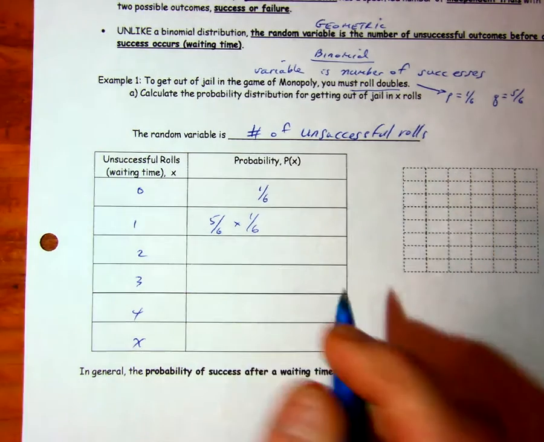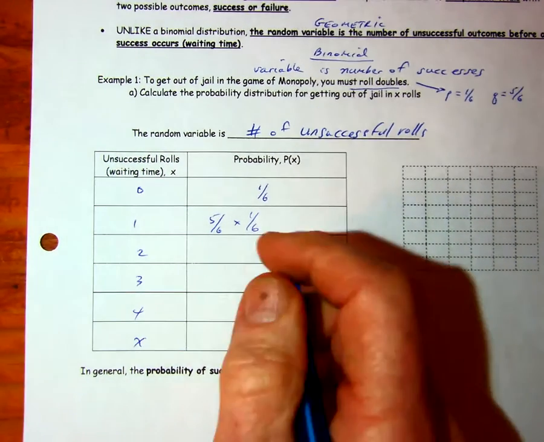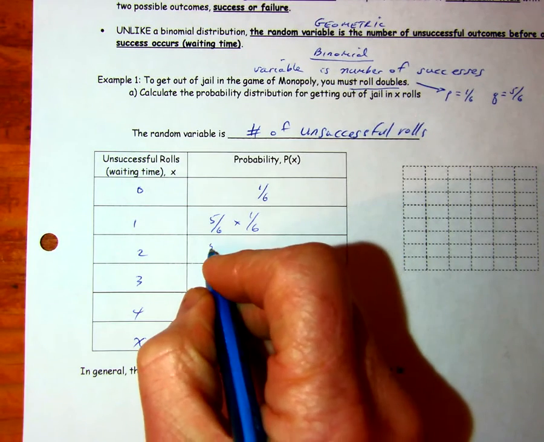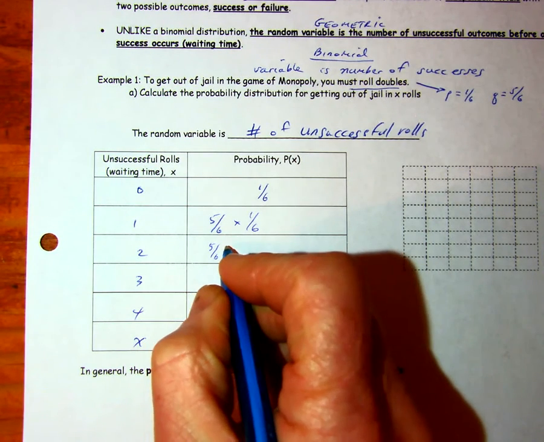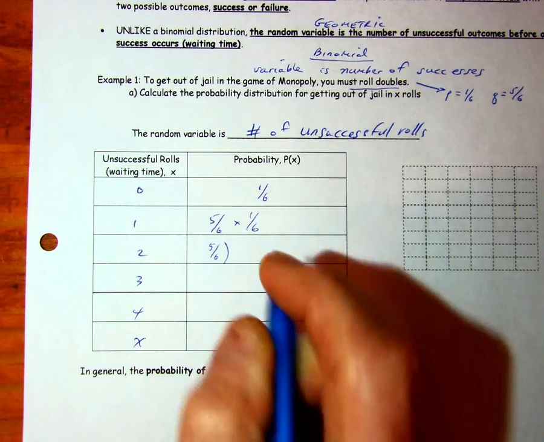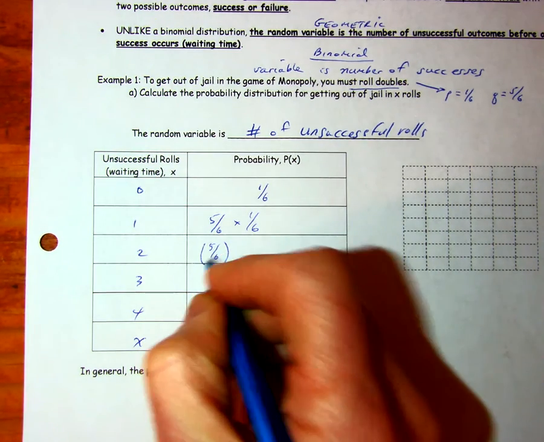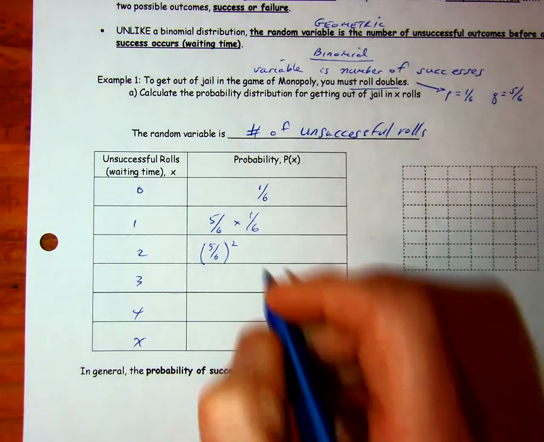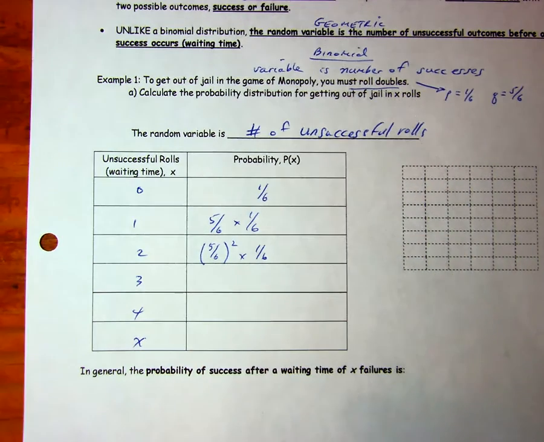And then what would be if you had two unsuccessful rolls? Oh, 5/6 times 5/6. Yeah. So 5/6 times 5/6, which is 5/6 squared, times 1/6. What about three unsuccessful rolls?